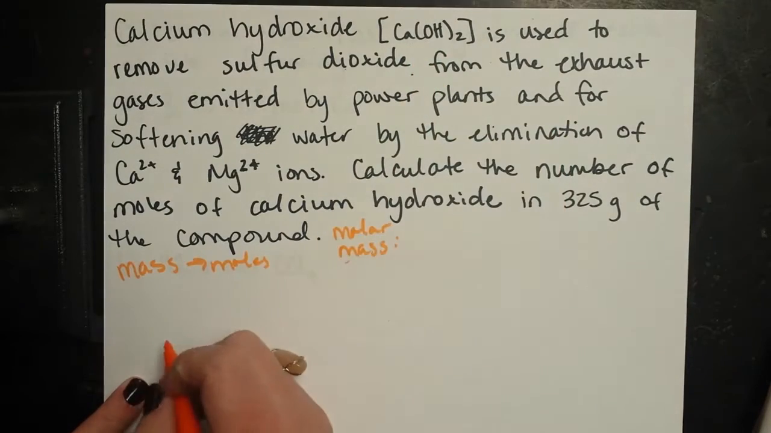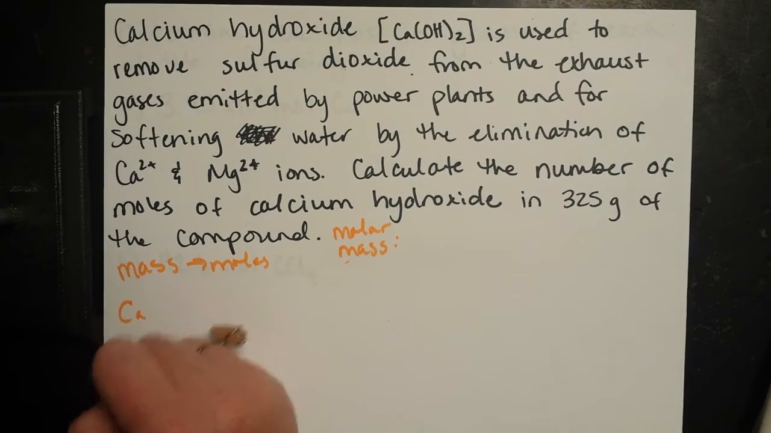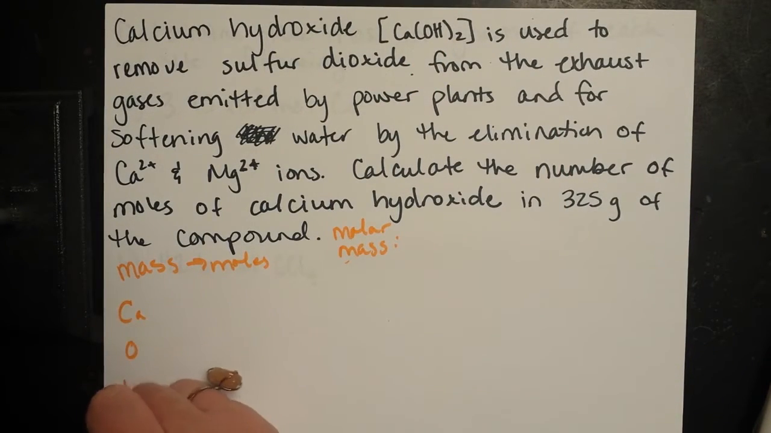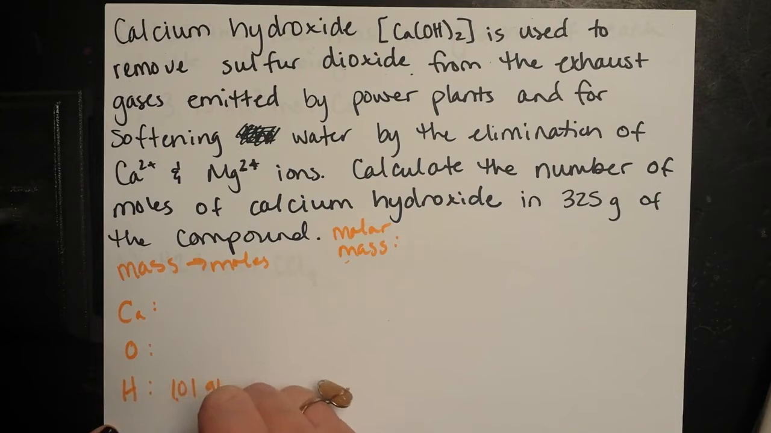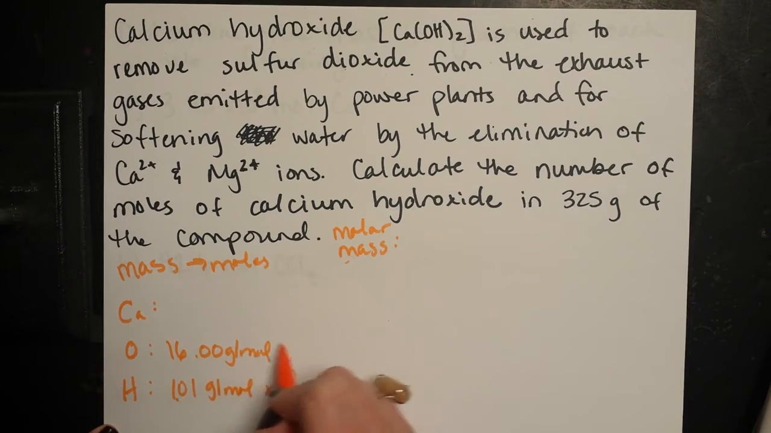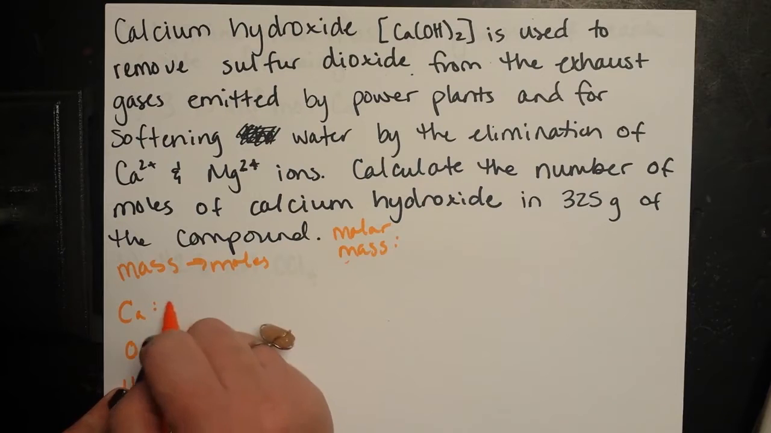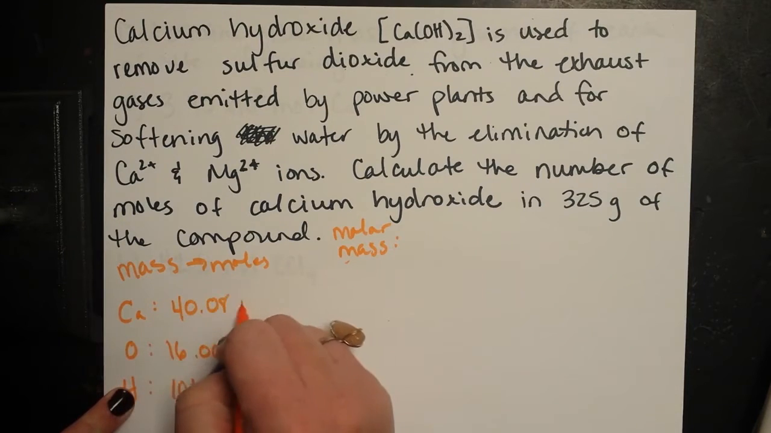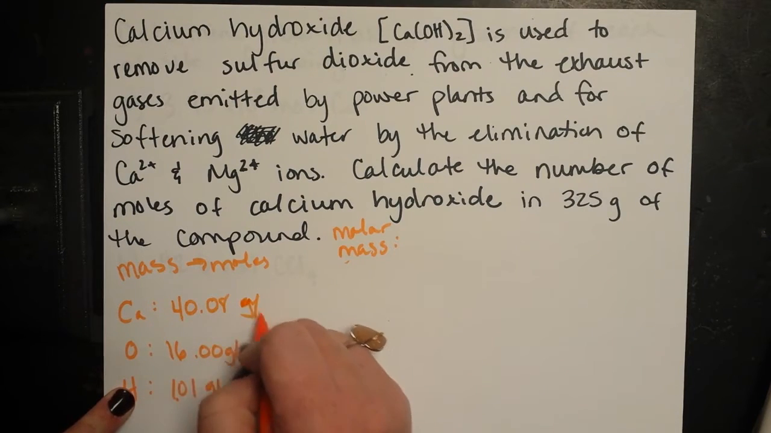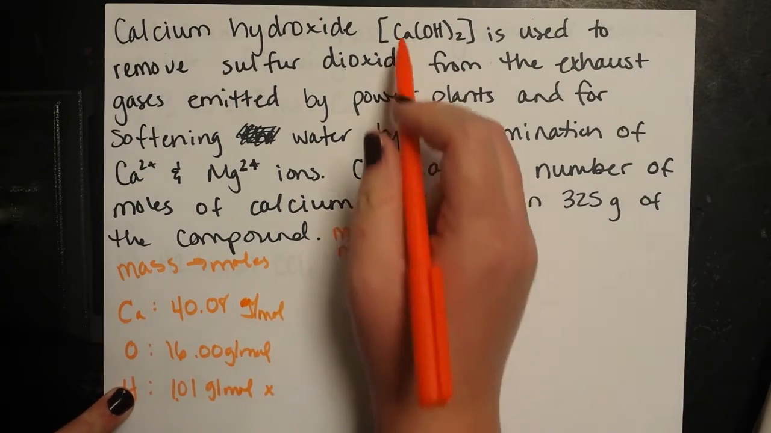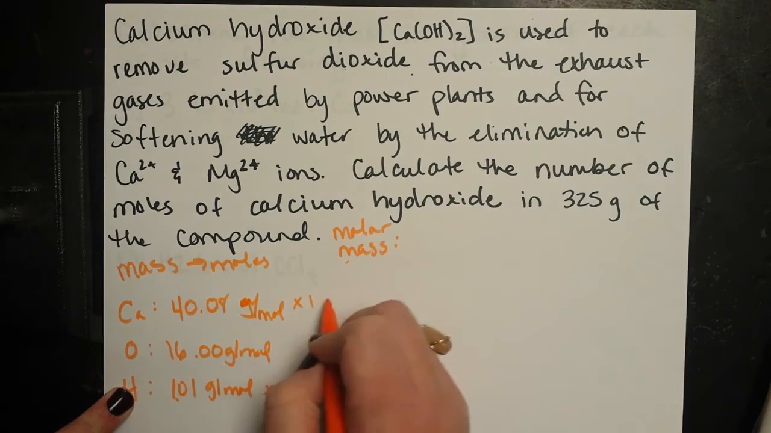So I first need to find the molar mass of the compound. I've got calcium, oxygen, and hydrogen. Hydrogen has a mass of 1.01 grams per mole. Oxygen has a molar mass of 16 grams per mole. And if you look on the periodic table, calcium has a molar mass of 40.08 grams per mole.